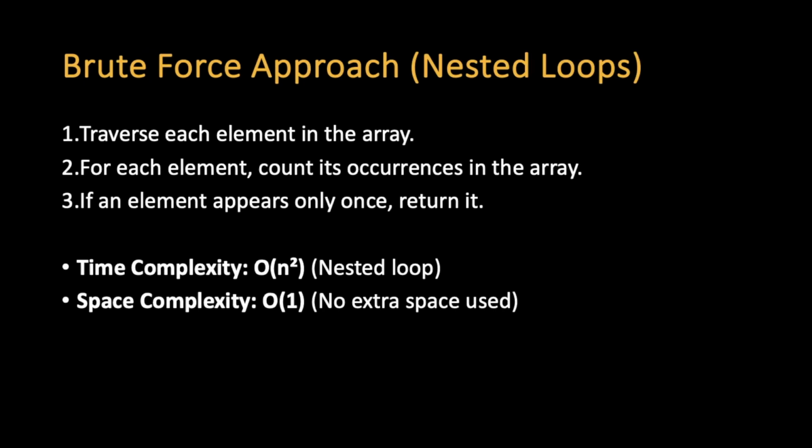Okay, so let's see a brute force approach to solve this problem. The brute force approach which we can think of is using nested loops. That is, we'll be using two loops, traversing through the array, and finding the count of occurrences of each element, and at the end we will return the element whose occurrence is once, that is the single element. But this is not a good approach because the time complexity will be O(n^2) as we are using nested loops, and the space complexity will be O(1) because we are not using any extra space. But we can find a better way to solve this problem.